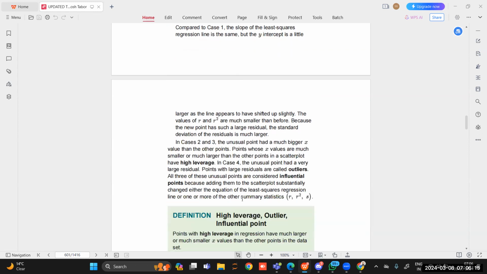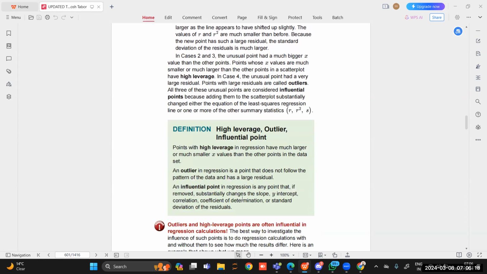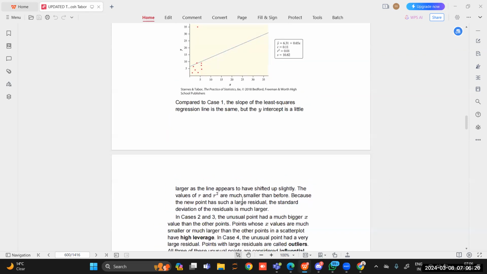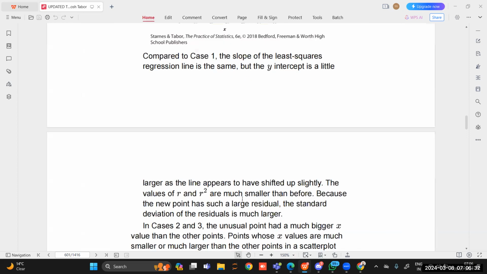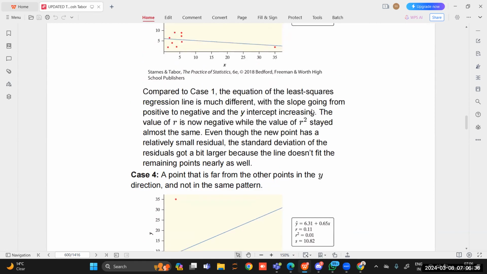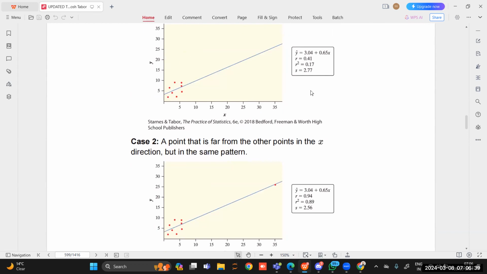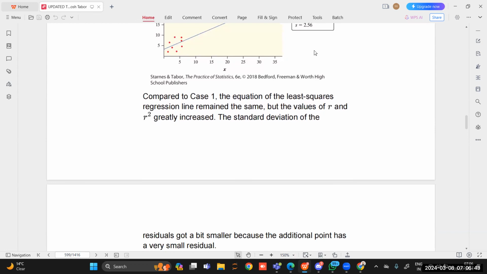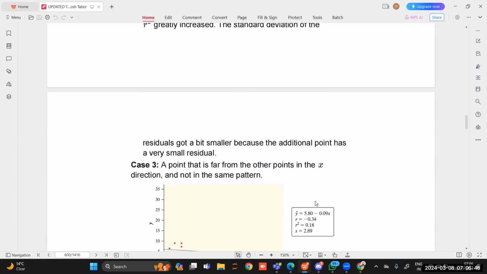Thanks for waiting, Zaid. Okay, so: high leverage, outlier, and influential point. We need to read this. Compared to case 1, the slope of the least squares regression line is the same, but the y-intercept has changed. Looking at case 1 and case 4, the regression line in all the cases was the same, 3.04. Here it has changed in case 3, when it was negative correlation.